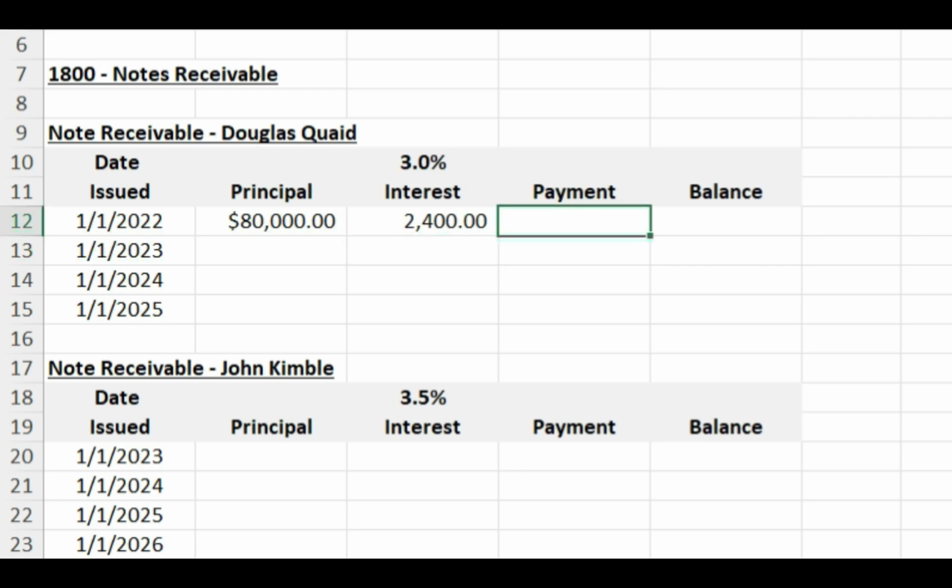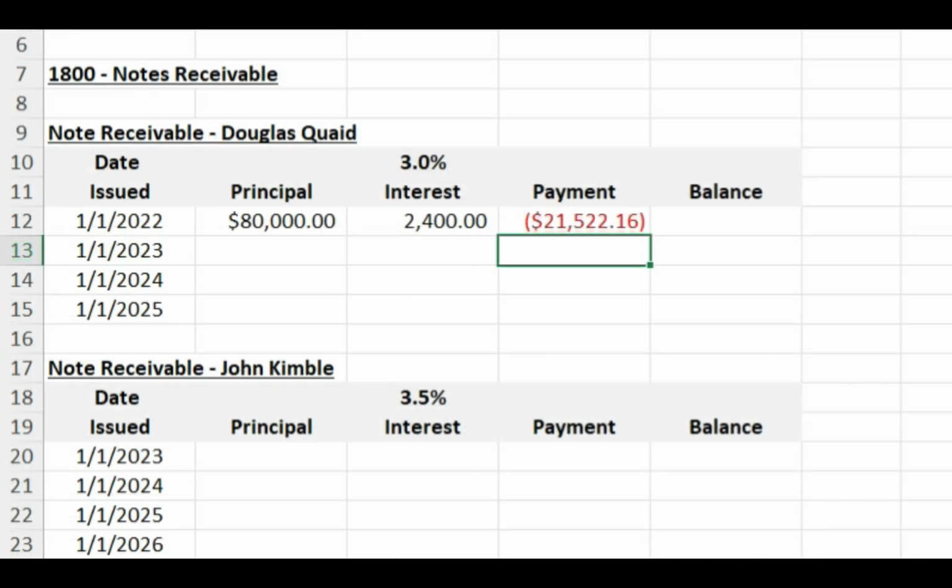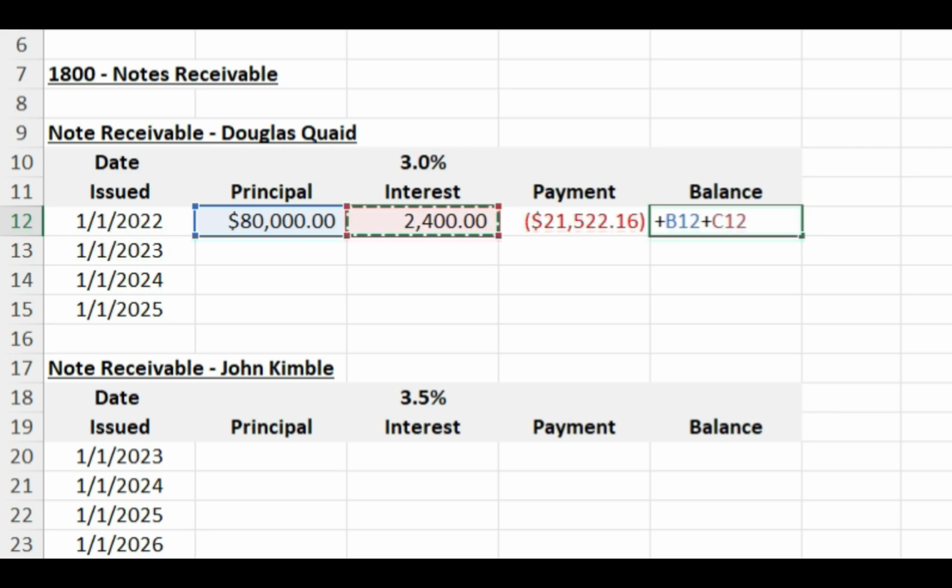Now I'm going to grab my payment that we calculated here. And then we're just going to go through the motions. So we issued $80,000. It generated interest for the entire year. We're going to make the assumption that Douglas is making these payments 1/1/23 of the following year. It's not happening during the year.